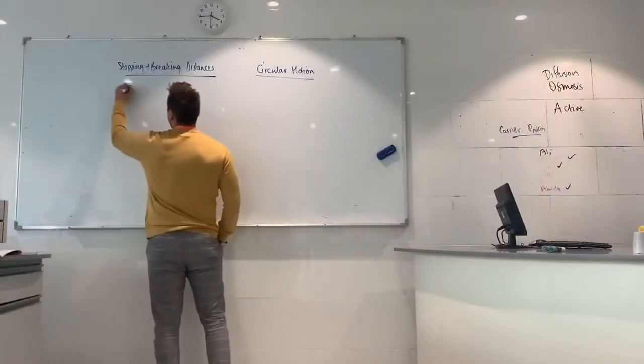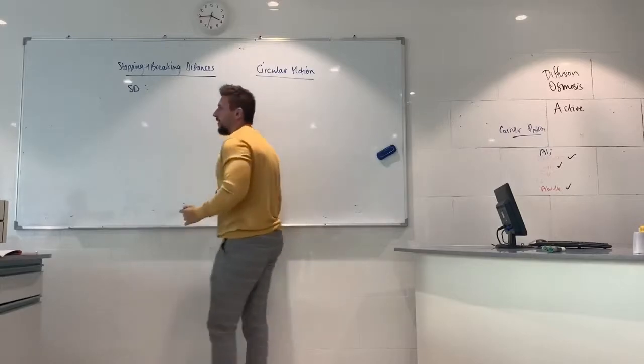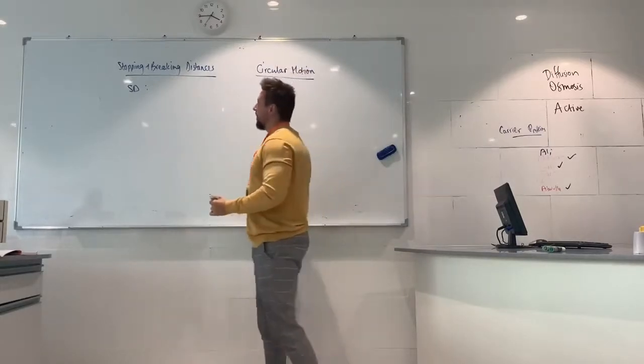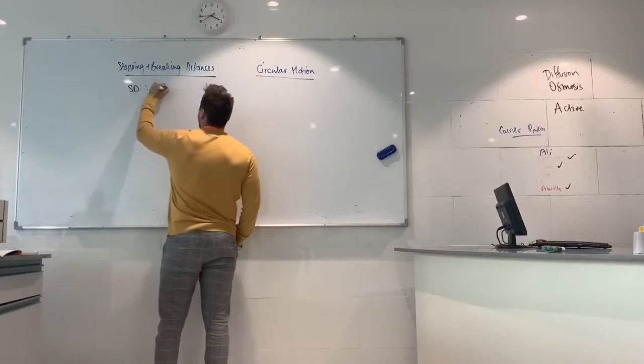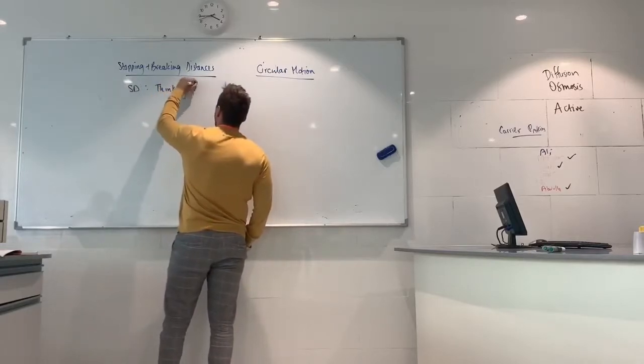Distances. Stopping distance depends on what? Force. In fact, you have stopping and braking. Stopping distance depends on thinking plus braking.